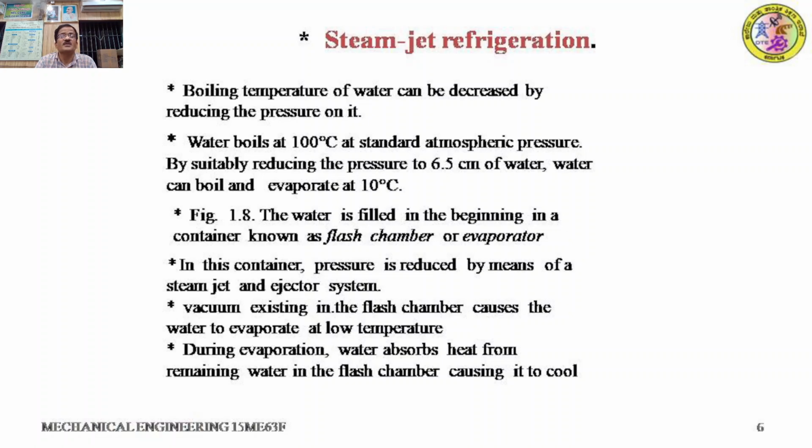used here. Here actually what happens, you know that boiling point of water at 1 atmosphere pressure is 100 degrees centigrade. It can be reduced by lowering the pressure to 6.5 centimeter of water, and water can evaporate or boil at 10 degrees centigrade. This is true that at mean sea level the boiling point of water is taken as 100 degrees centigrade, but if you go to higher and higher altitude, the temperature required for boiling gets reduced. In the Himalayas, even at around 25-30 degrees centigrade, the water boils.